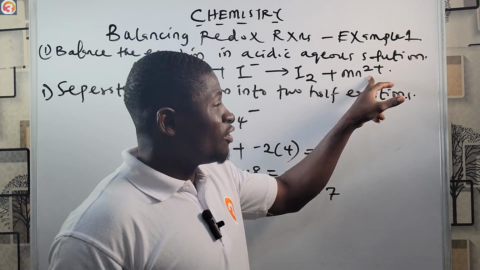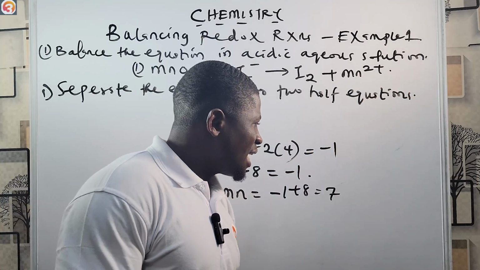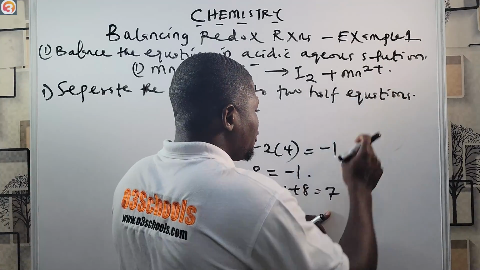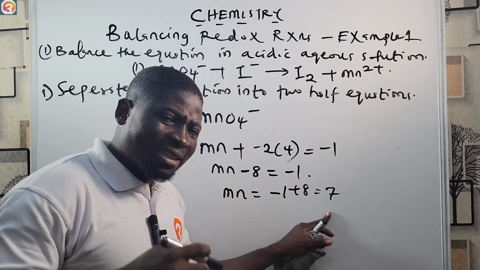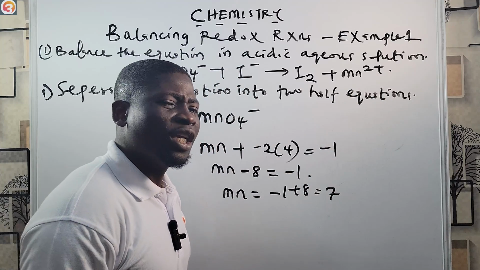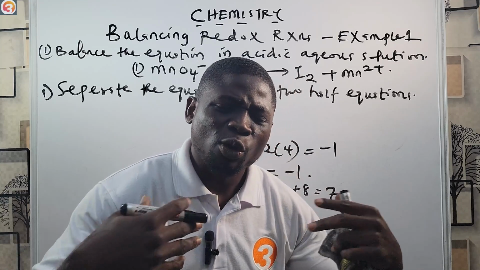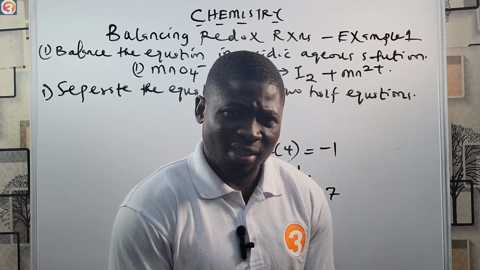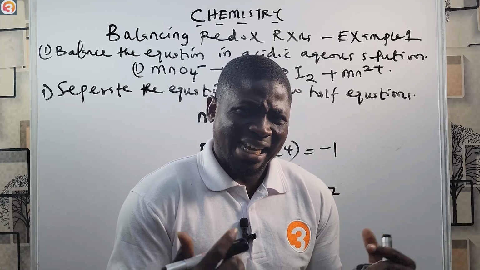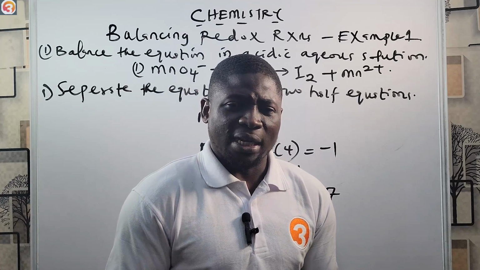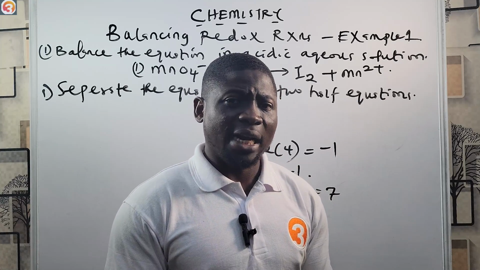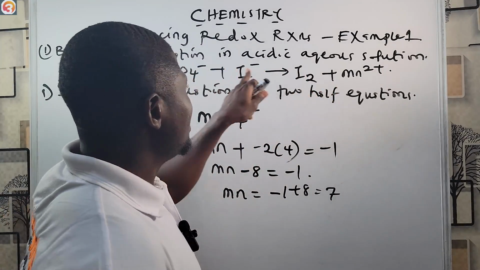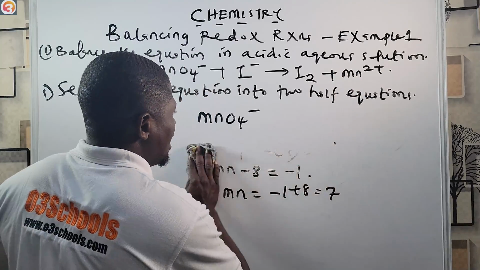But the oxidation state of manganese on the product side is 2. That means the oxidation number of manganese has decreased from 7 to 2. Does that show reduction or oxidation? That is reduction, because we define reduction as gain of electrons, leading to a decrease in oxidation number. The oxidation number decreases because the species has gained electrons. So now that we are sure that iodine is the oxidized species and manganese is the reduced species, we can proceed to the next step.